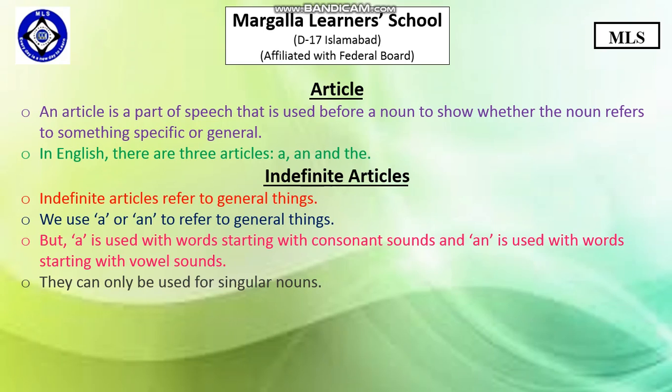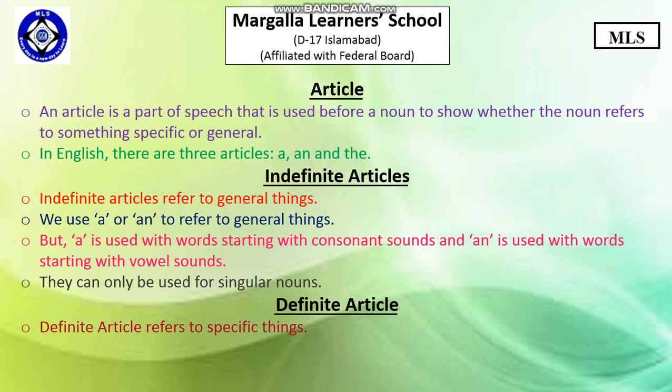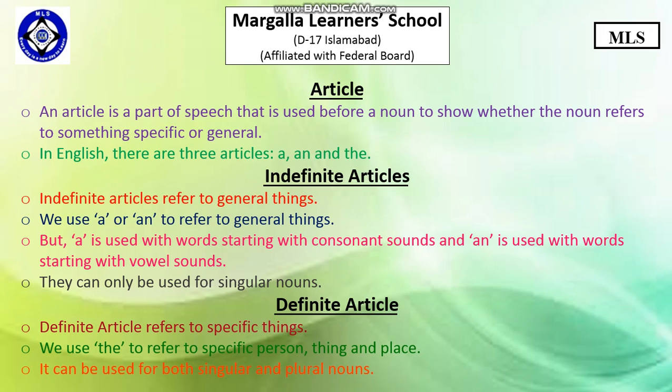Now, let us look at the definite article. Definite article refers to specific things. We use the to refer to specific person, thing, and place. It can be used for both singular and plural nouns.